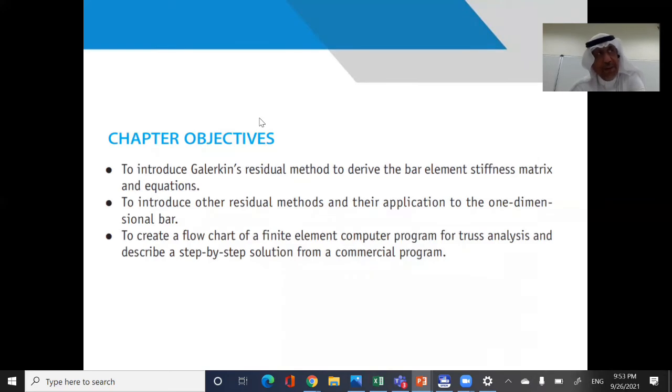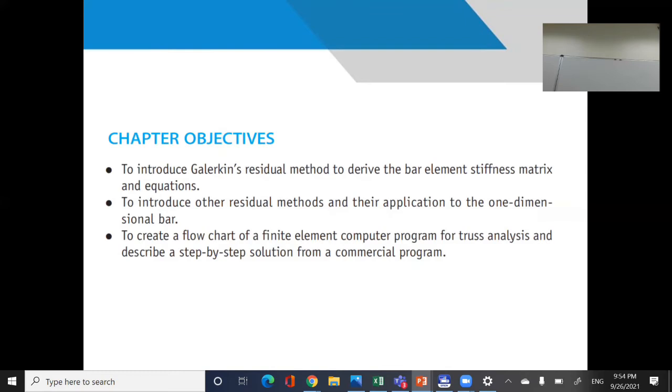Now, the objective here is to introduce the Galerkin method. We talk about the Galerkin residual method. All the methods we are talking about here will be called numerical methods, or residual methods, or weighted methods. One of them is the Galerkin method. Do you know why the Galerkin method is important? Those who came last time, why is it important?